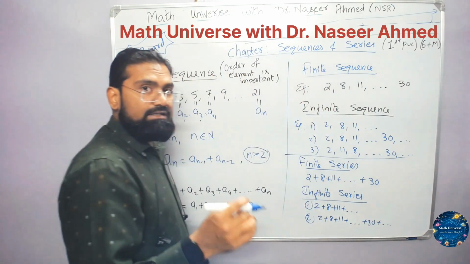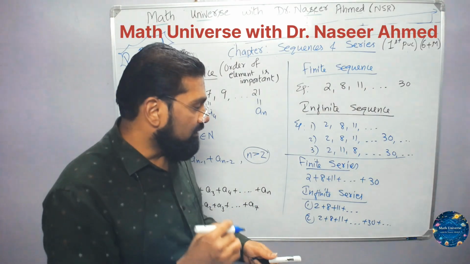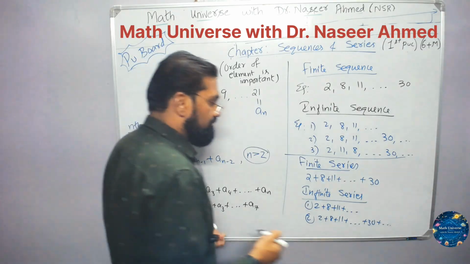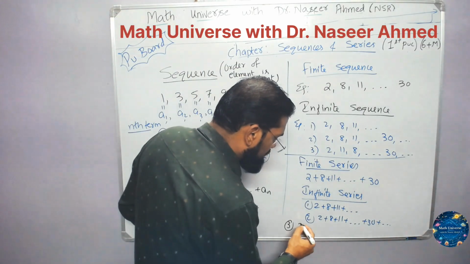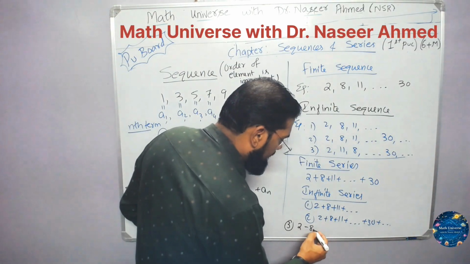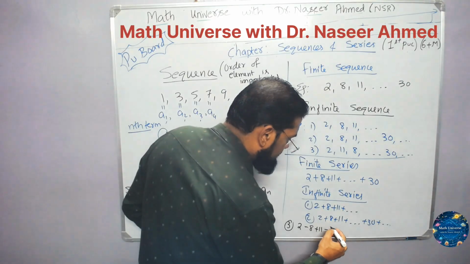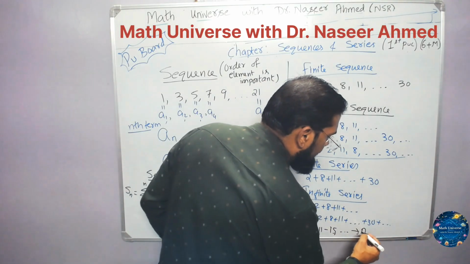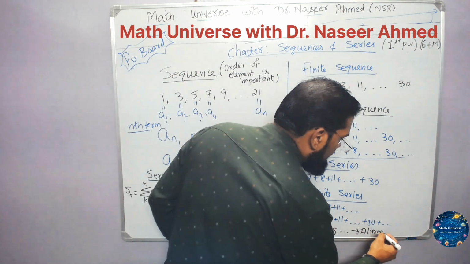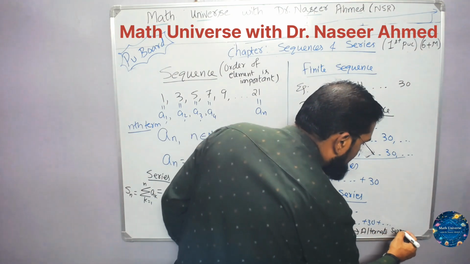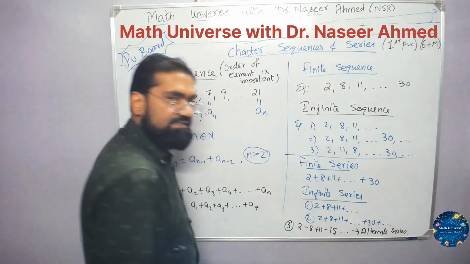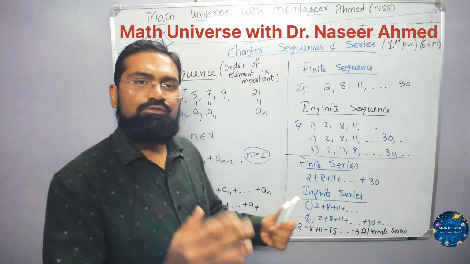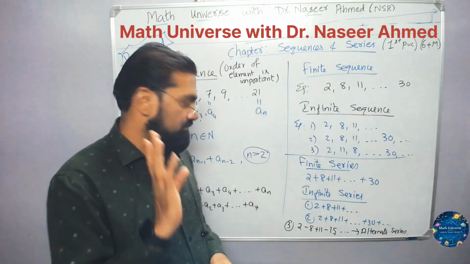Let us suppose that I have a series having both plus and minus signs, alternate plus and minus. For example, 2 minus 8 plus 11 minus, say, 15 and so on. This we call an alternate series. Alternate series are those in which the signs alternate between plus and minus. Okay, like this. So having understood this, let us move on to the problems.